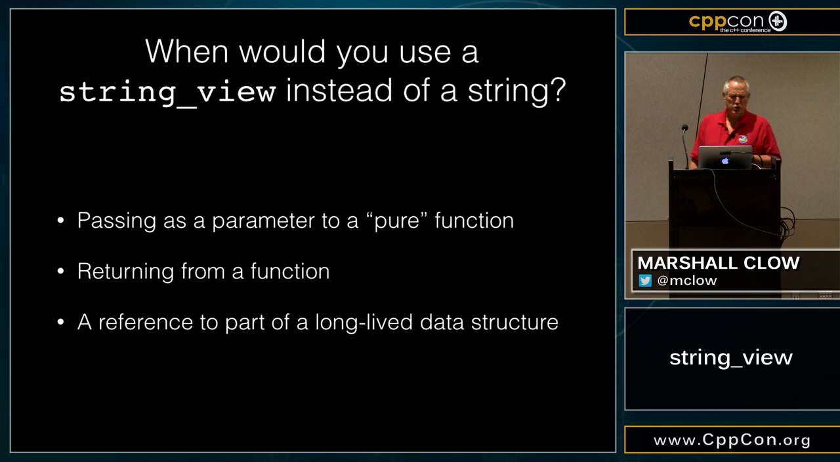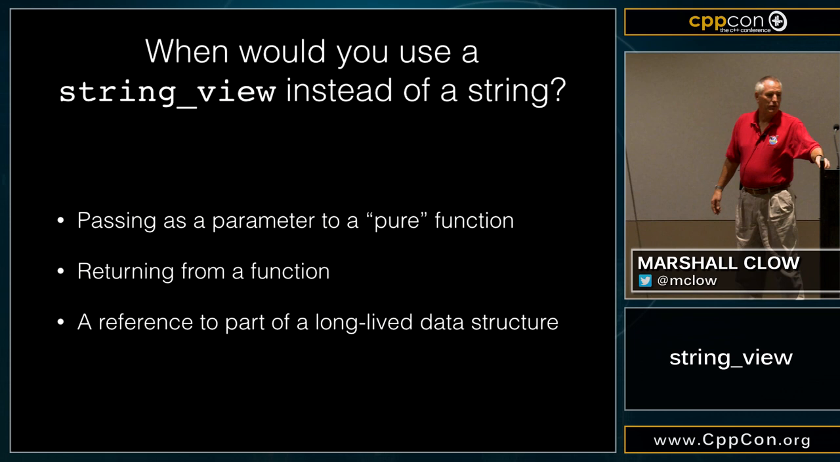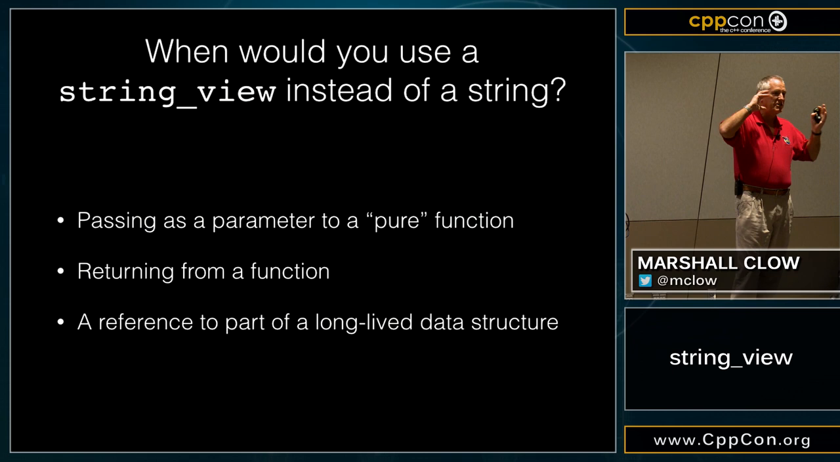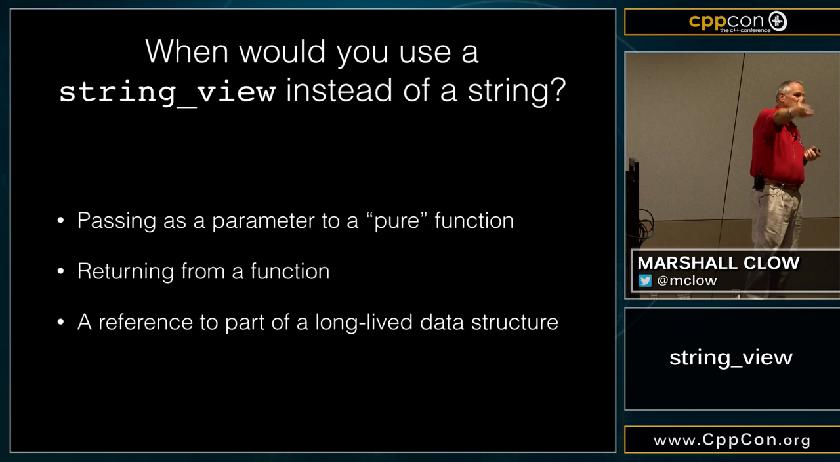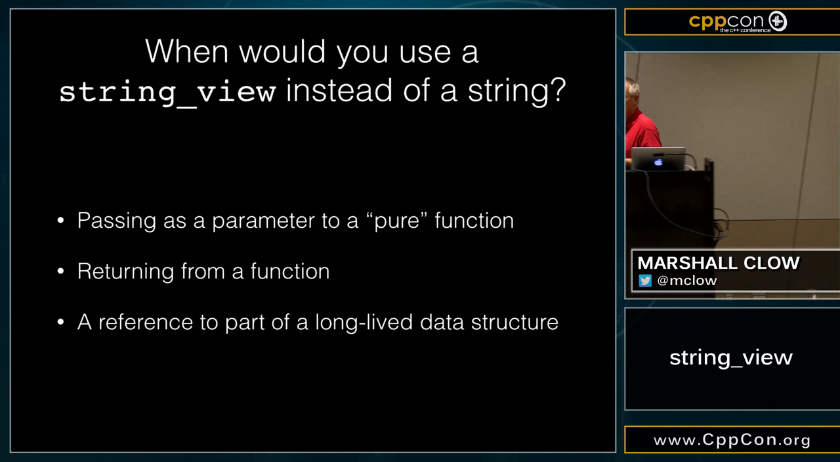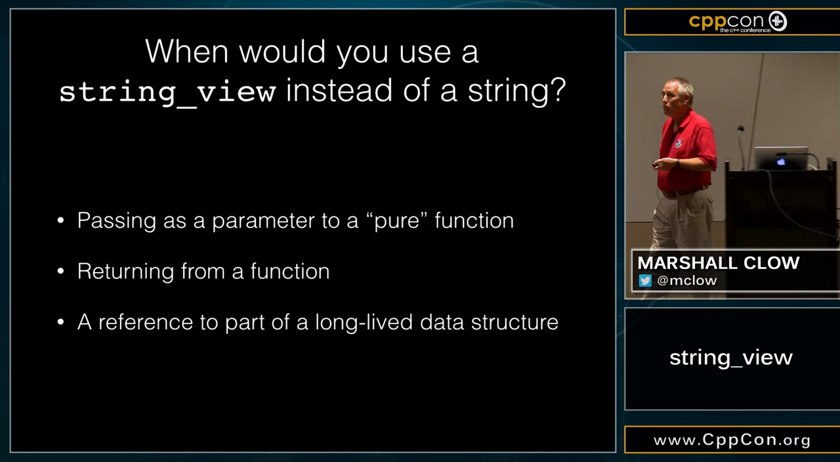So when would you use a string view instead of a string? Let's back up a little bit and talk about why you want a string view. Actually, we'll wait for that till I get an example. But anywhere you have a pure function, a function that operates only on its inputs or maybe some global state, and doesn't actually hold on to references, anywhere you're passing a const string ref or maybe a const char star, you can pass a string view. Also returning from a function where you want to return a reference to a part of a string whose lifetime you know is okay, and also a reference to a part of a long-lived data structure.